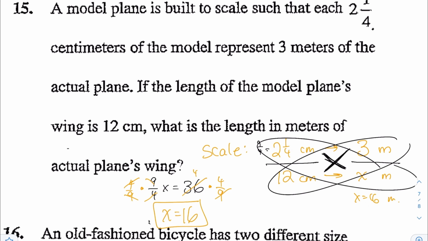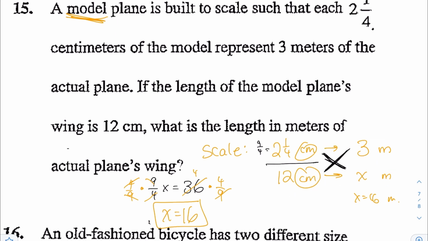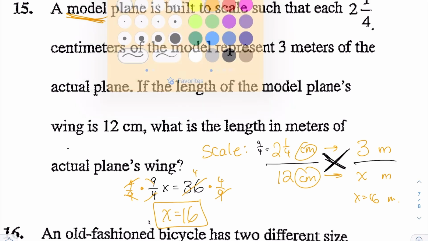So here, because you have this proportion, you have this model, the keyword is model here, everything has to be proportional. So you just set up a proportion by lining up the units, so centimeters over centimeters, meters over meters. And once you set that up, you can just cross multiply and solve.